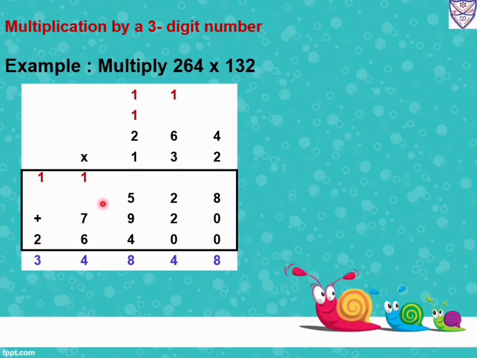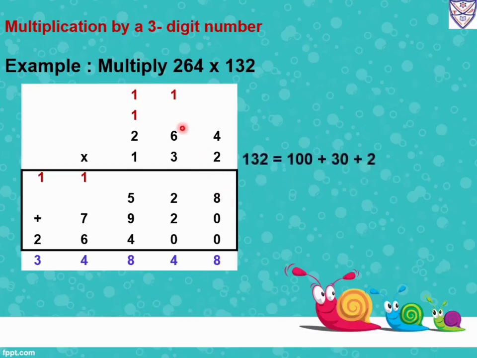Now we have to add all this. 8 plus 0 we will get 8. 2 plus 2 gets 4. 4 plus 0, 4. 5 plus 9, 14. 14 plus 4, 18. So 8 we will write down and 1 we will carry over. Now 1 plus 7, 8. 8 plus 6, 14. So 4 we will write down and 1 we will carry over. Now 1 plus 2, 3. So our answer is 34,848. Okay, this way we have to multiply by a 3-digit number.